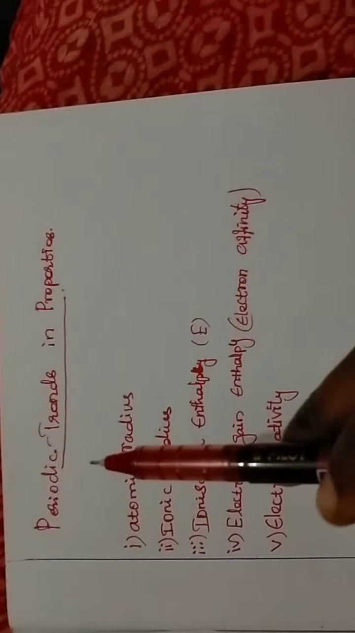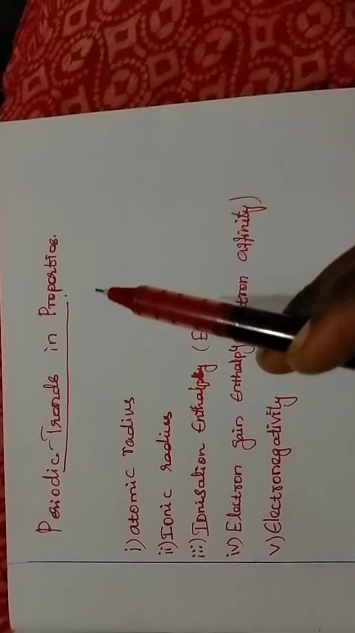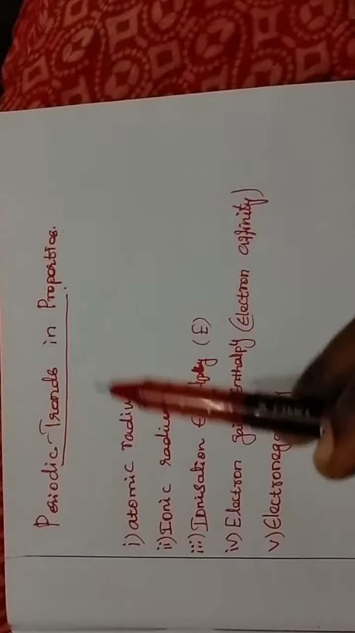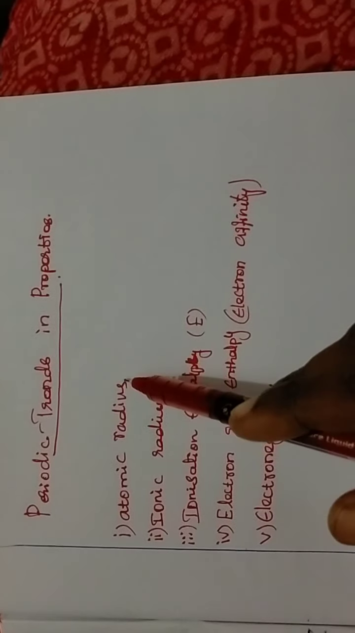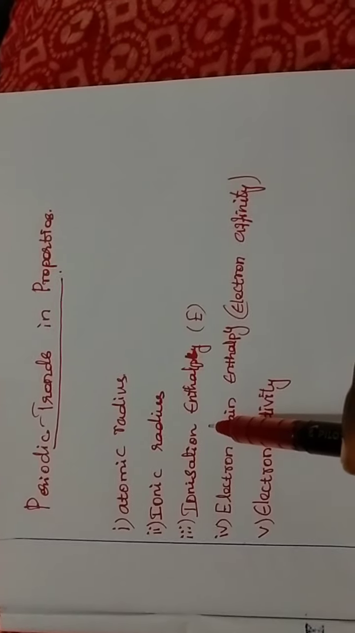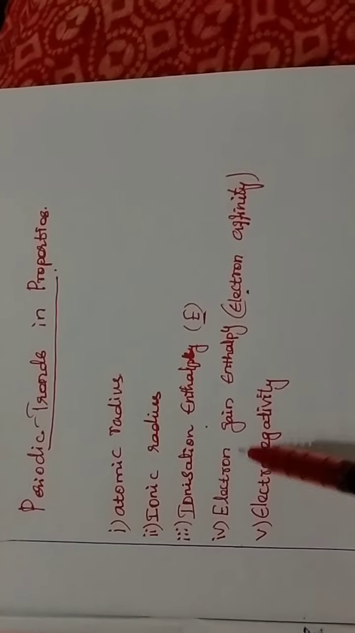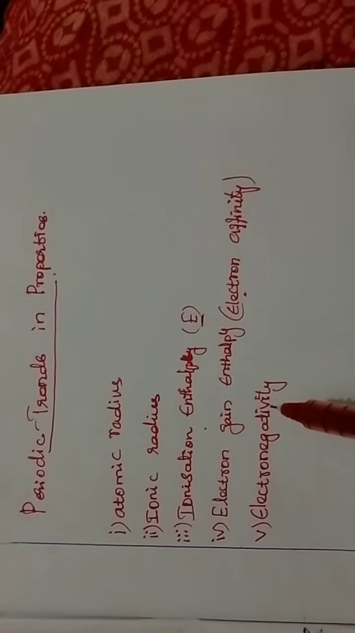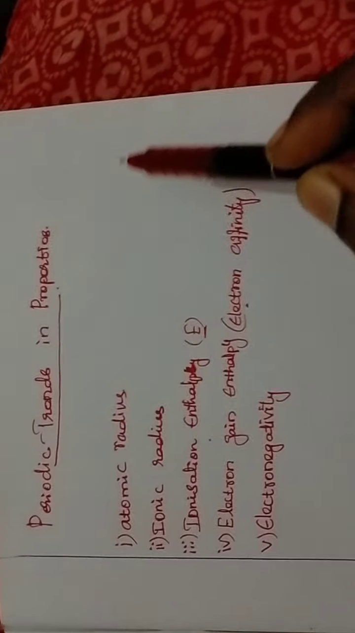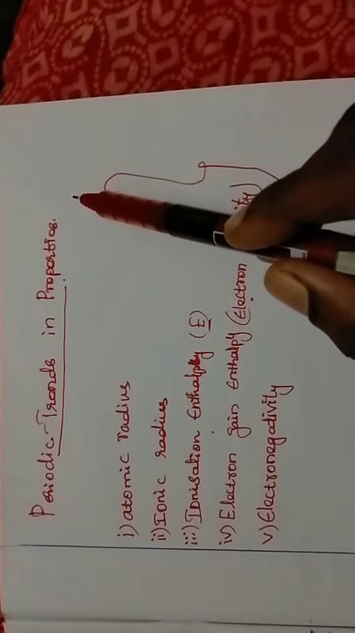What are periodic trends? They are observed in the physical and chemical behavior of elements. So the physical and chemical behavior of elements is generally known as periodic trends in properties. We have five periodic trends: atomic radius, ionic radius, ionization enthalpy, that means energy, and electron gain enthalpy. What is electron gain enthalpy? Electron affinity. So another name for electron gain enthalpy is electron affinity. And the fifth one is electronegativity. We are going to discuss briefly these five periodic trends in the modern periodic table.